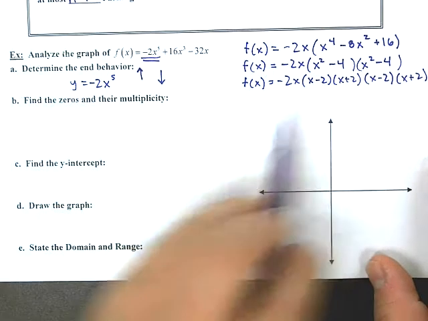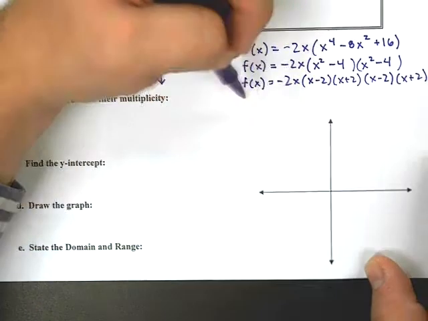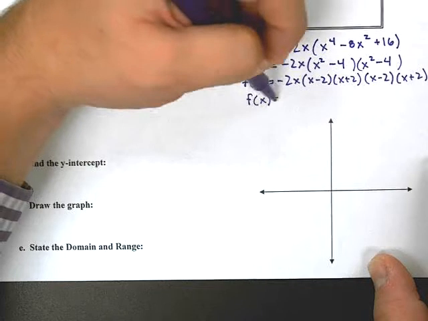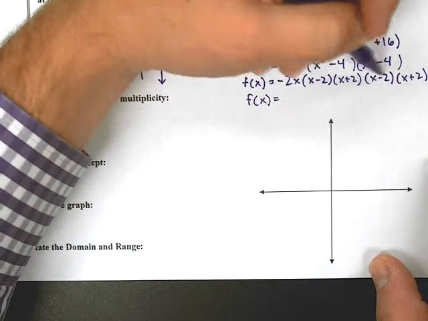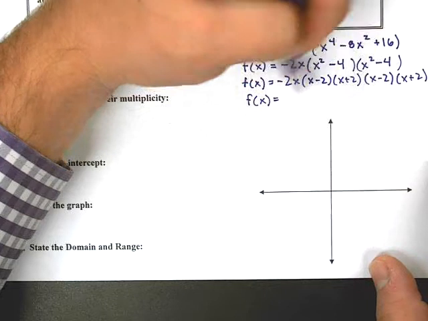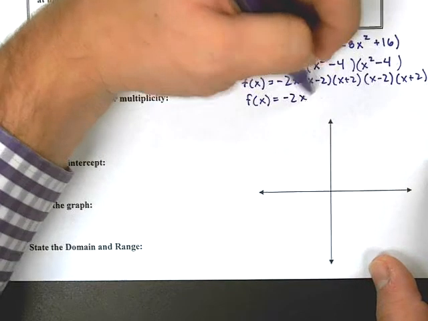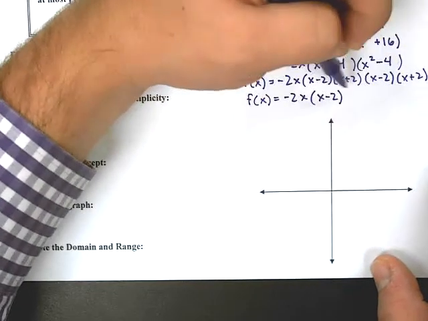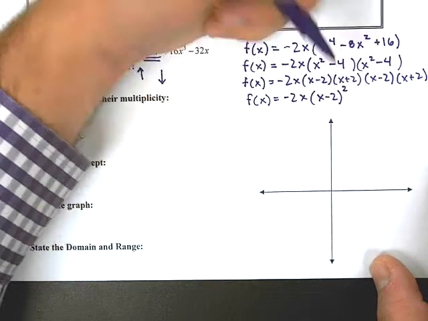And really, guys, I'm okay with this if you want to leave it like this. What I also want you to understand that you can do, though, is you have two x minus 2s, right? So there's going to be some multiplicity. We'll get there in a second. But we can also write that with multiplicity, right? If I have two of them, I can square it.